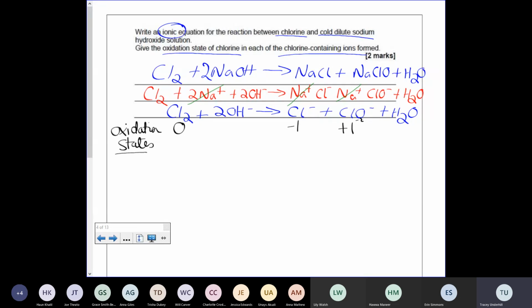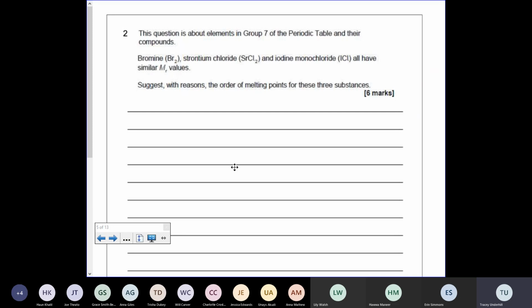Right then, next question. Question two. Again, six marker. So again, possibly some sort of level of response, and you think about how you set them out and make sure that you cover everything that you need. We've got bromine this time. We've got strontium chloride. And we'll get a different coloured pen. And we've got iodine monochloride. Okay, they have similar Mr values. Suggest reasons for the order of melting points for these three substances.